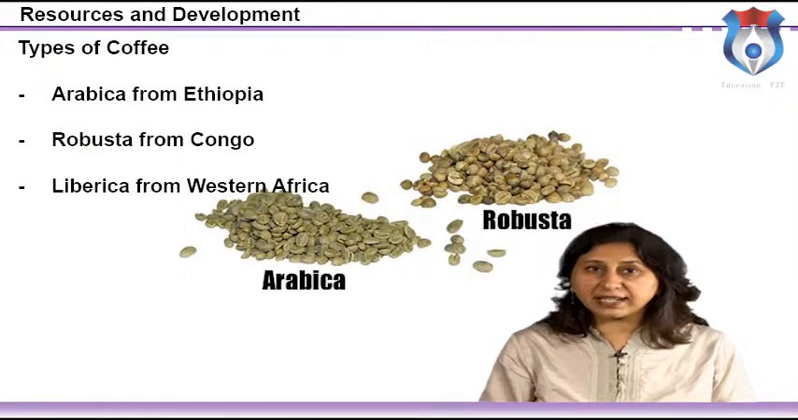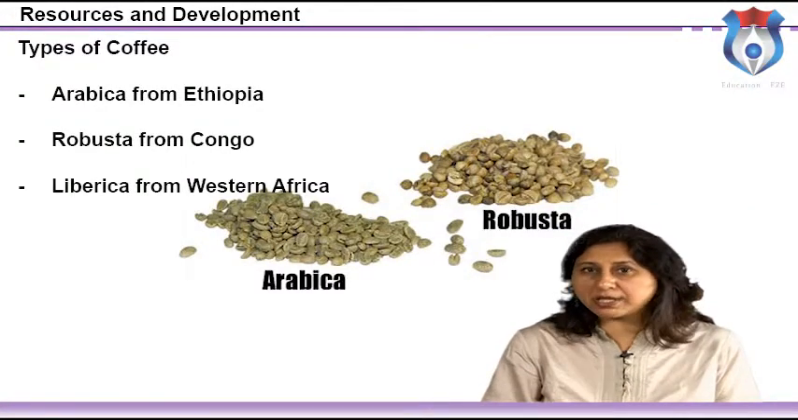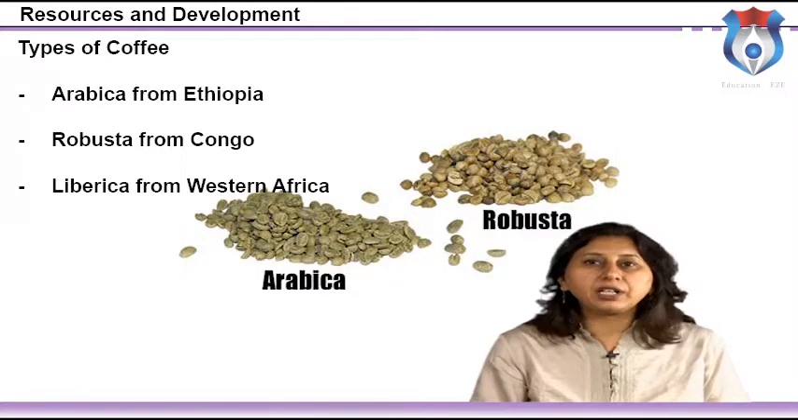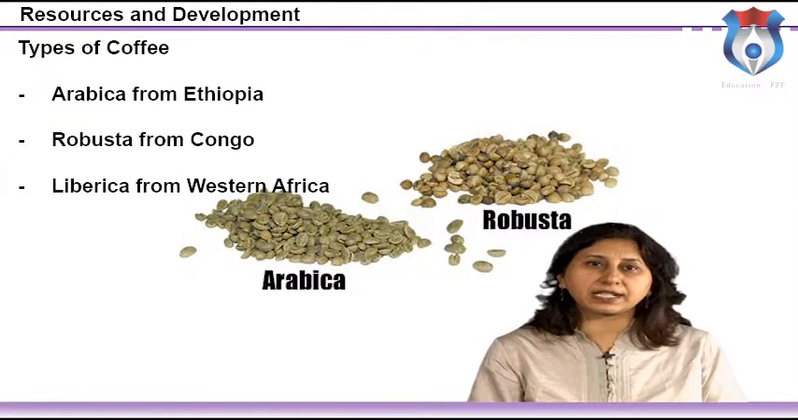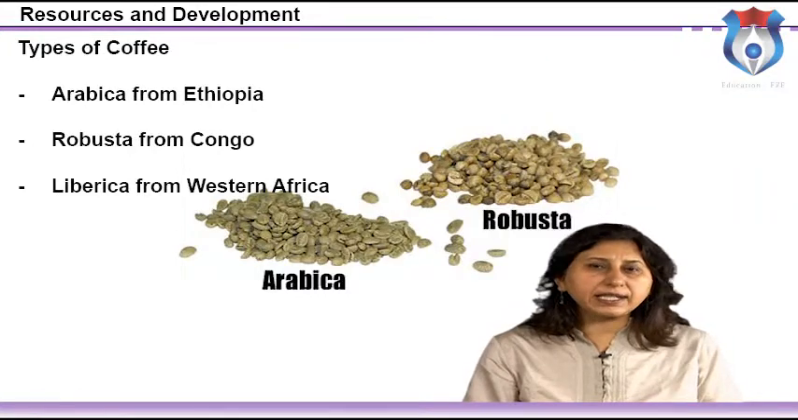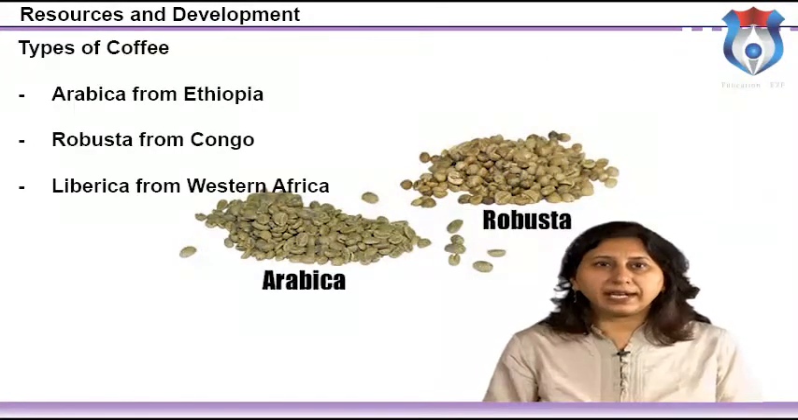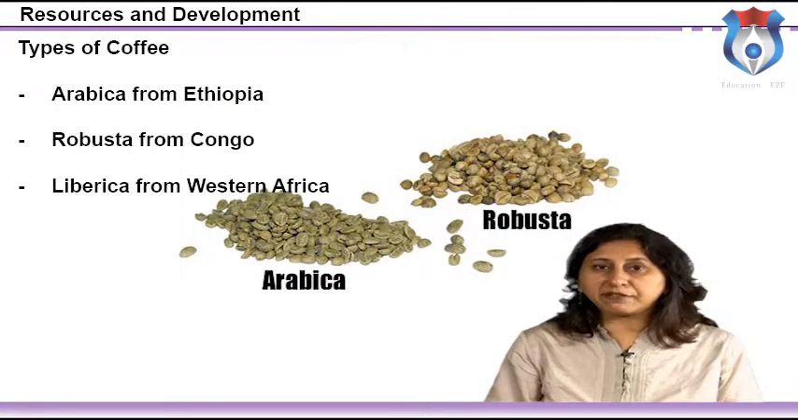Liberica from Western Africa, of no great importance in coffee trade, is the third recognized commercial variety. It is also hardy and low altitude. It is a minor crop of coffee from Africa and is similar to Robusta.